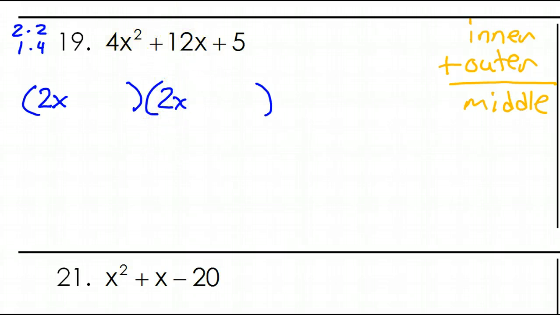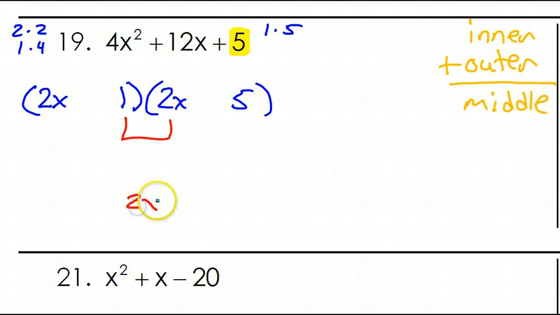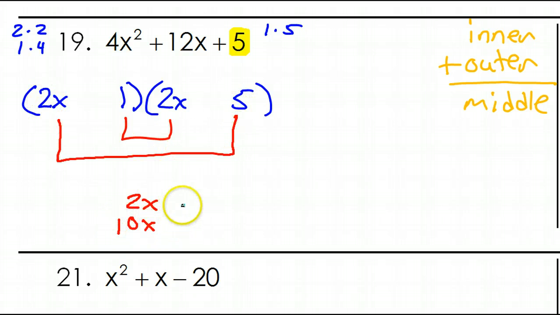Alright, skip over the 12 for now and focus on the 5. 5 can only be factored one way. 1 times 5. It's a prime number. So let's check that out. Now, the inner plus the outer must equal the middle. The inner, this is the inner. 1 times 2x. So inner, I have 2x. These are the outer. 2x times 5. So that's 10x. Now, the middle to which I refer is this, positive 12x.